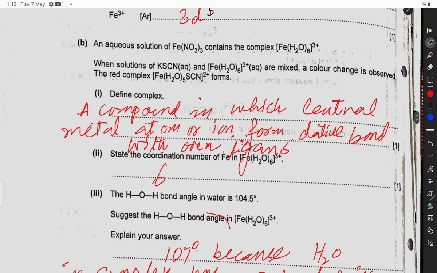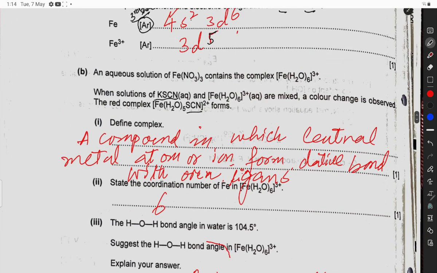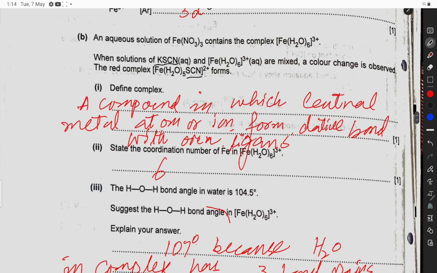An aqueous solution of iron 3 nitrate contains the complex iron hexahydrate, Fe(H2O)6 3+. When KSCN, potassium thiocyanate, solution and iron hexaaqua Fe(H2O)6 3+ are mixed, a color change is observed. The red complex is formed, this is the product formed.